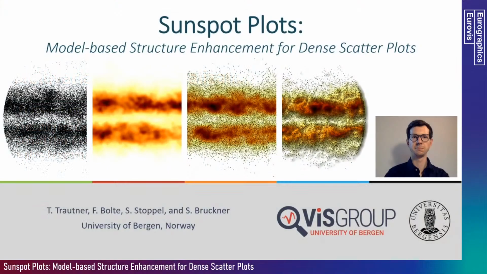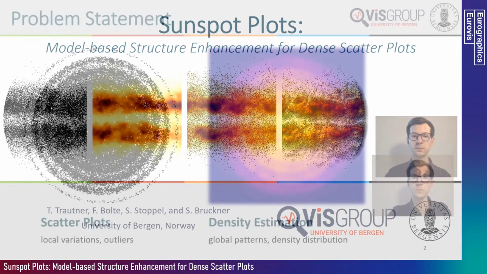Hello everyone, my name is Thomas Trautner, and together with my colleagues from the University of Bergen in Norway, Fabian Bolte, Sergei Stopper, and Stefan Bruckner, we developed Sunspot Plots, a model-based structure enhancement for dense scatter plots. First of all, let me start by telling you what inspired and motivated us, and why we thought that already established techniques are not enough.